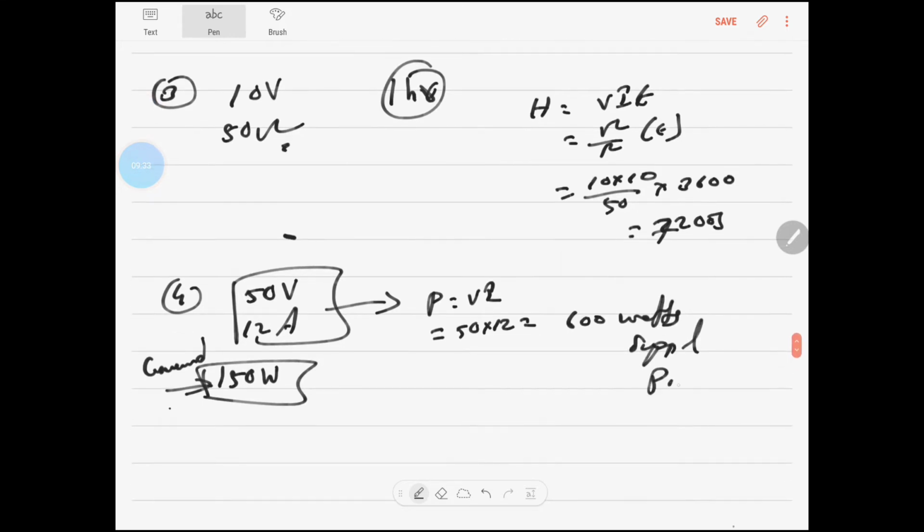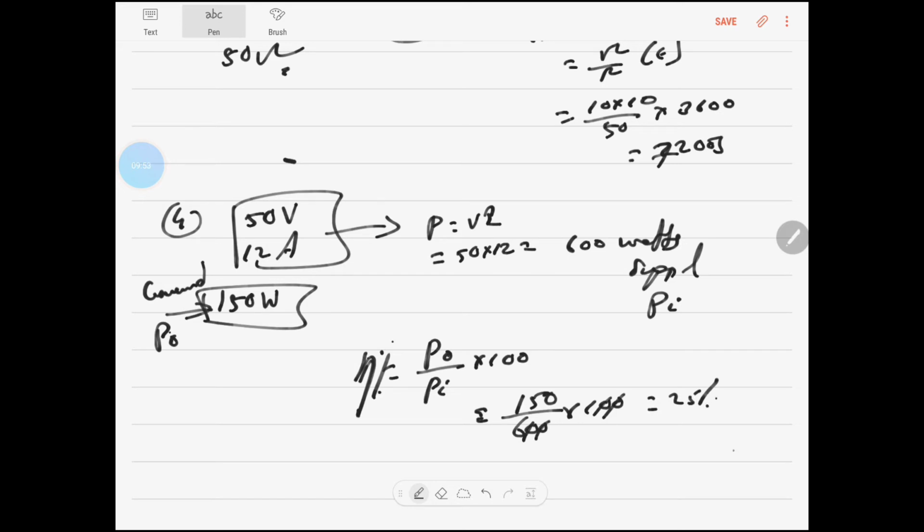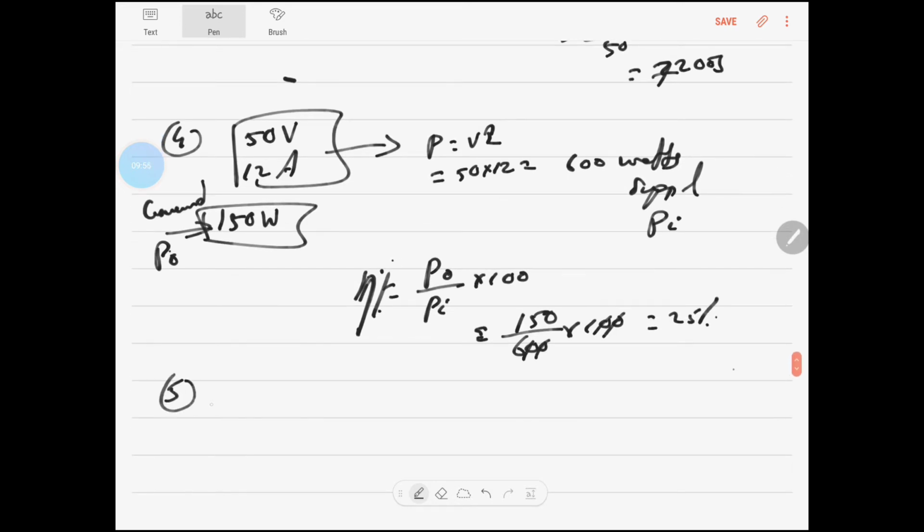This is the power consumed. This is the power input. This is the power output. And efficiency, represented by eta, in percentage, is power output by power input into 100. So it is 150 by 600 into 100. That will give you the efficiency, which is 25%.